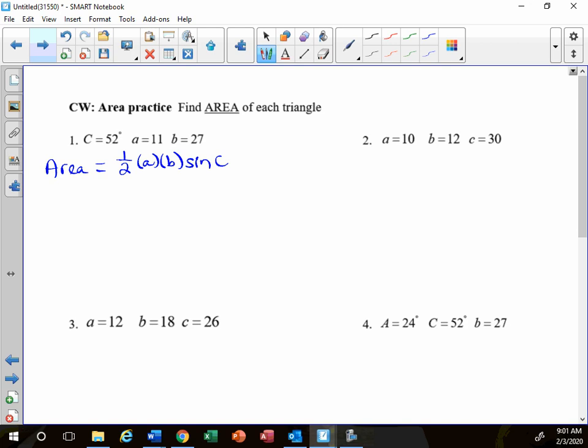Guys, the more times you write the formulas, the better you know them, the quicker you know them. All right, so we're just plugging it in. We are doing 1/2 times 11 times 27 times sine of 52 degrees. What mode do you think you should be in? Degree, yes. And just key it in all at once. We don't have any units, so we don't have to worry about that.